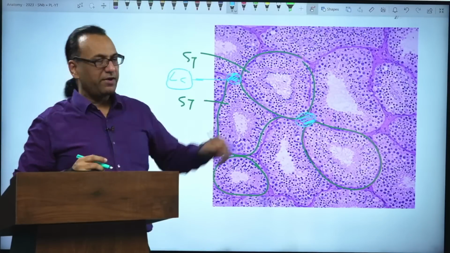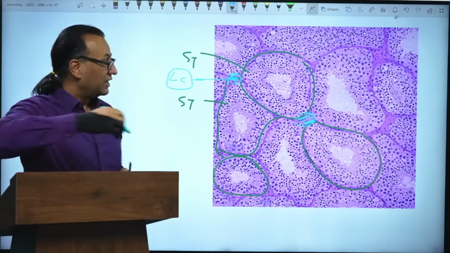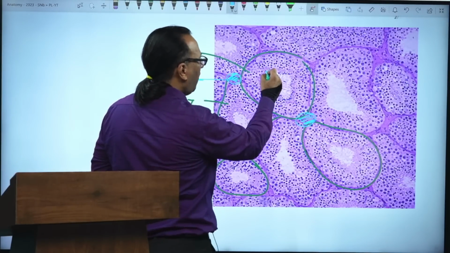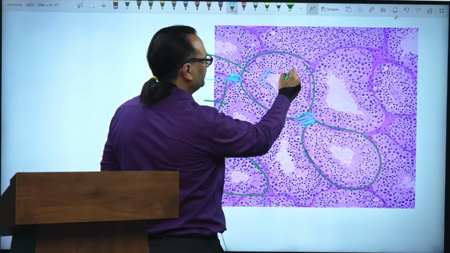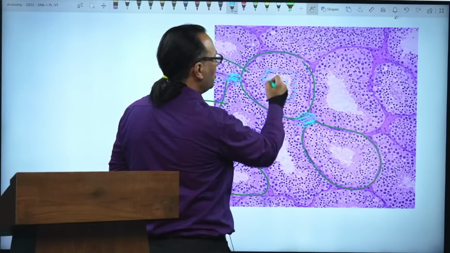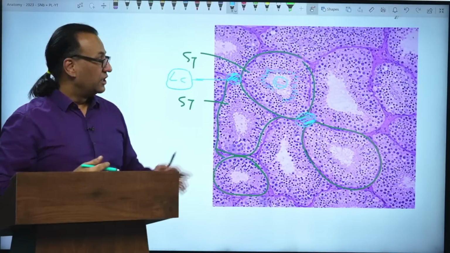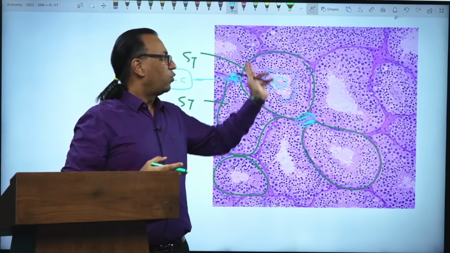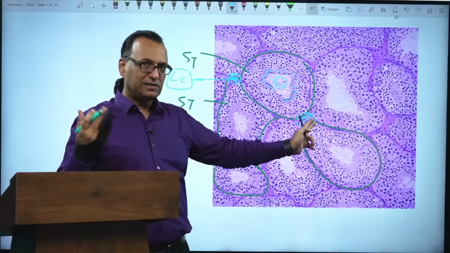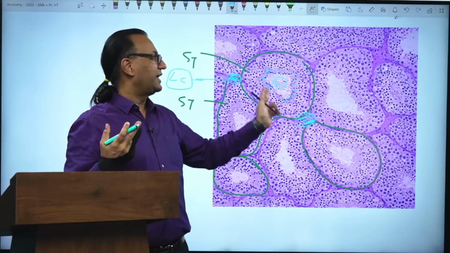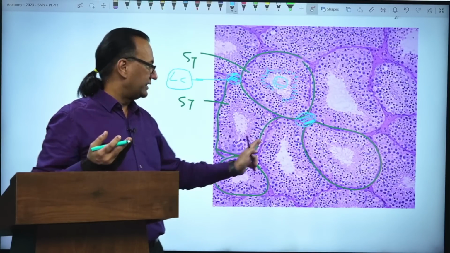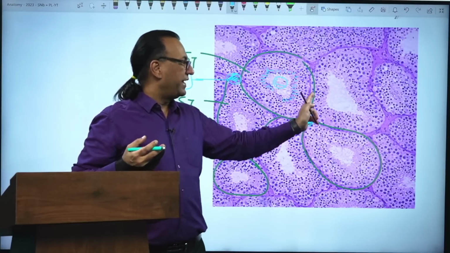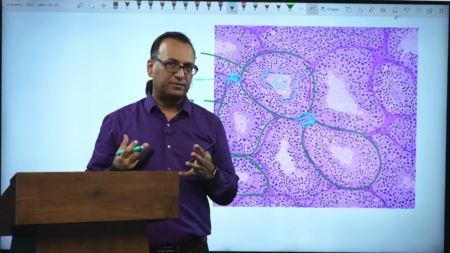But how do you identify the seminiferous tubule? You see these cells, they are the sperms projecting into the lumen, spermatocytes. So the question comes, which cell is at the basal region and which cell is towards the lumen? Towards the lumen you have sperms, spermatocytes, and towards the base you will have the gametogonia.